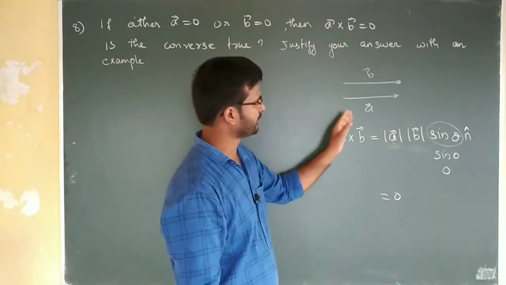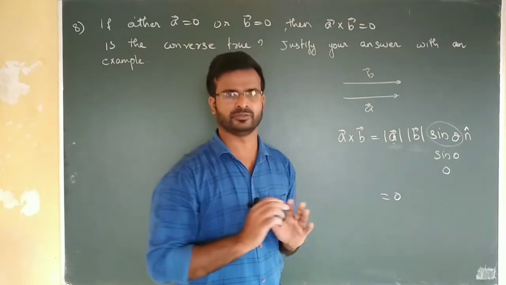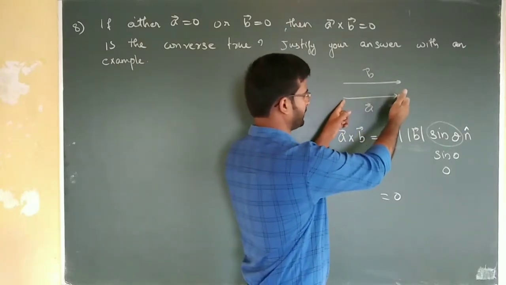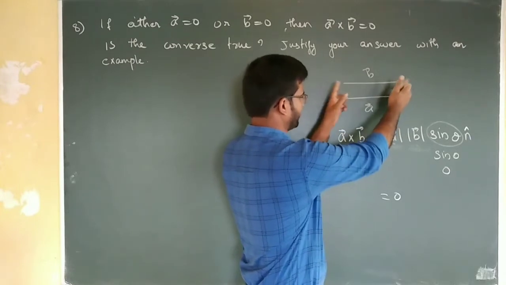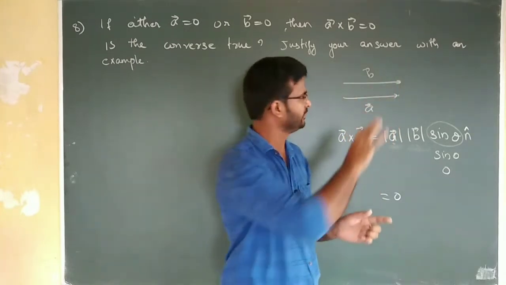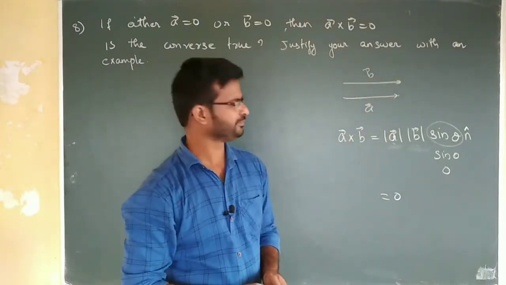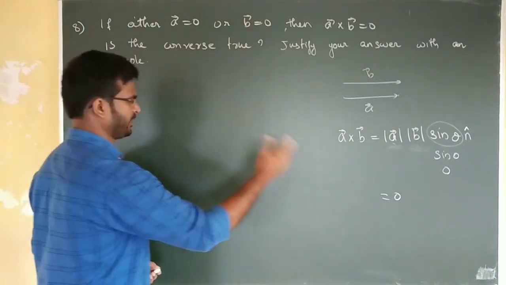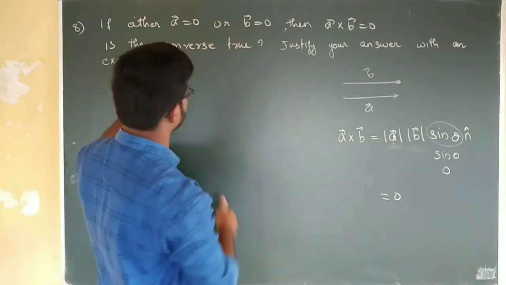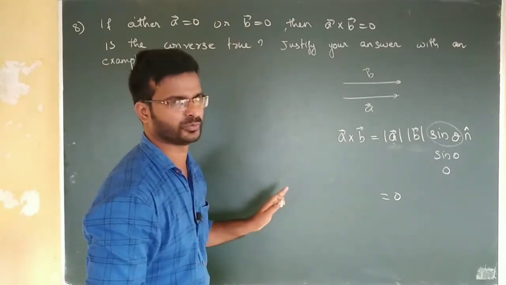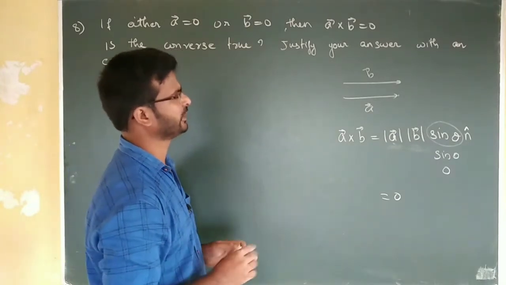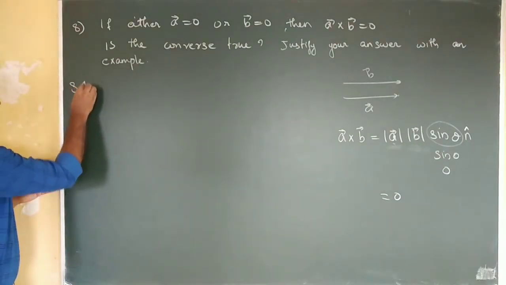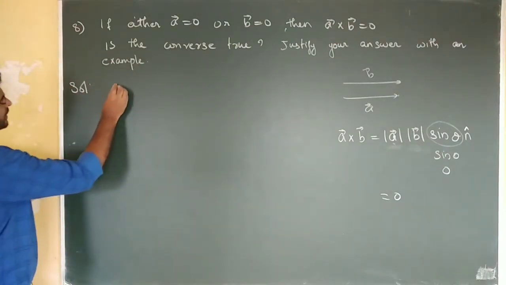Keep in mind, here a vector and b vector are non-zero vectors only. Non-zero means we can find out the magnitude. What is the length of a vector? What is the length of b vector? We can find out, that's why they are non-zero vectors only. From here you can understand the converse of this statement is not true. But we have to take two examples. You can start our answer.